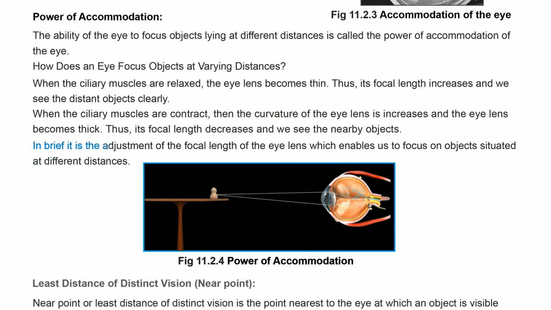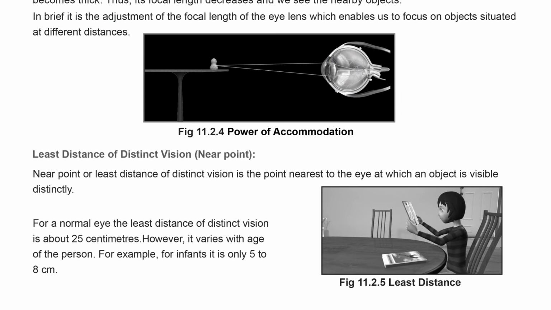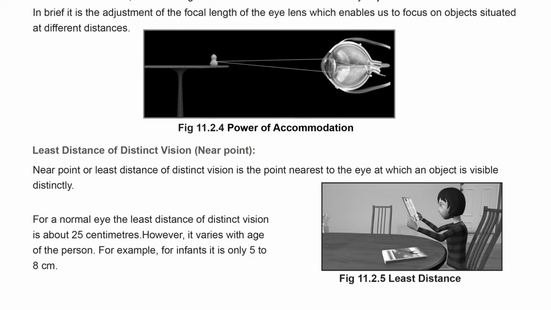In brief, it is the adjustment of the focal length of the eye lens which enables us to focus on objects situated at different distances. Least distance of distinct vision, near point.